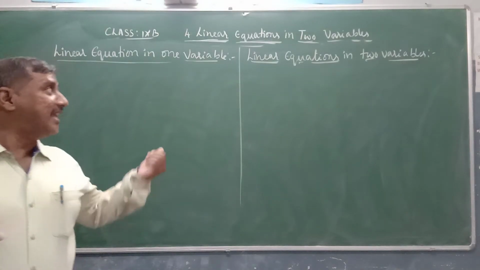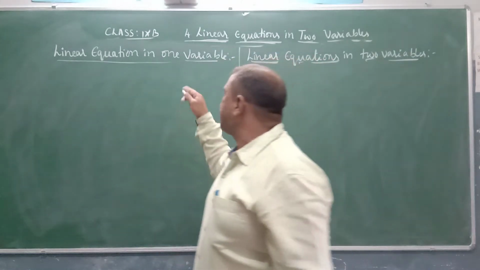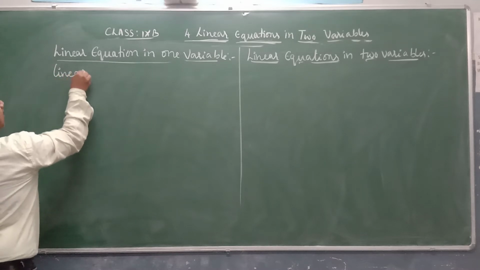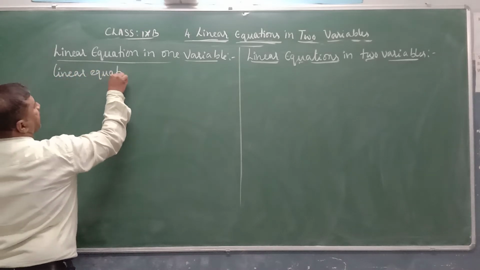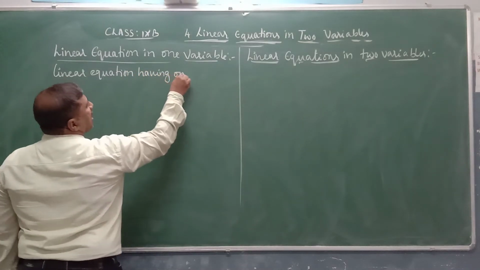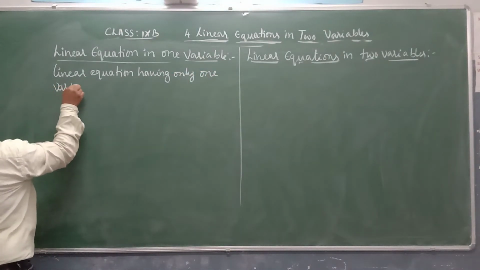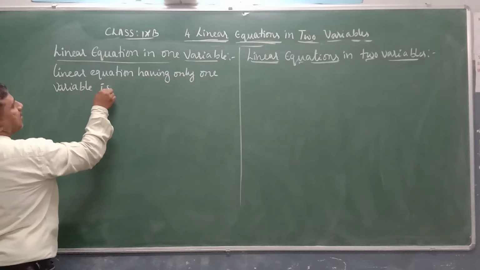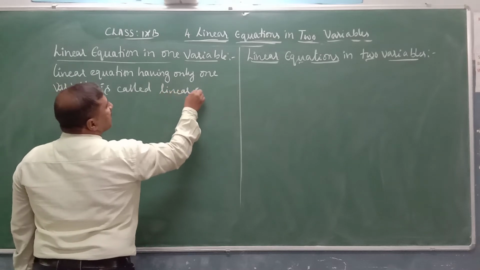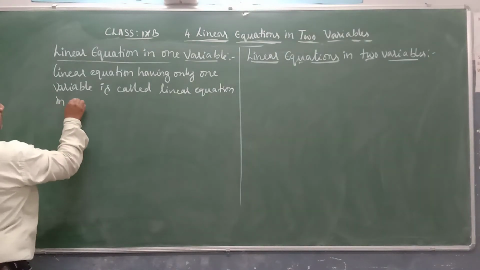Now, what is a linear equation in one variable? A linear equation having only one variable is known as a linear equation in one variable.